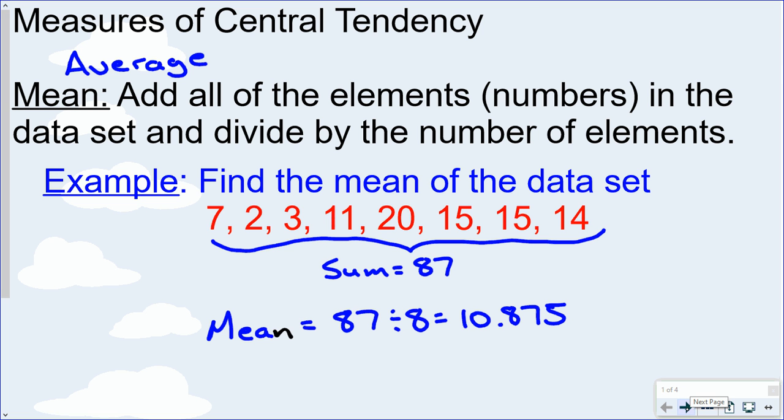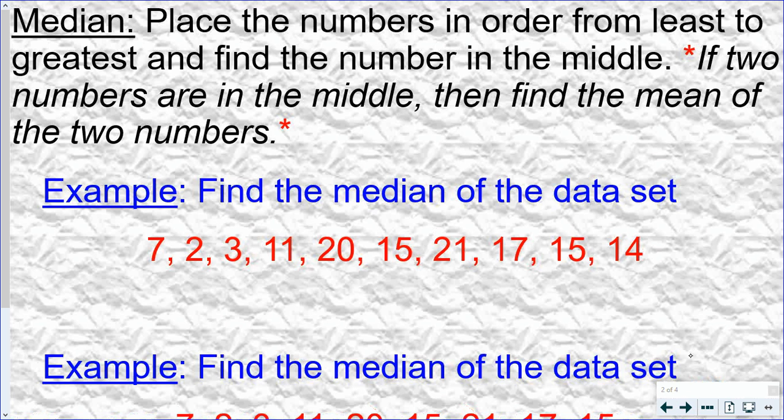All right, so let's go to the next one. The next one is median. So when I think about median, what I think about is the middle of a highway. So that grassy strip down the middle of the interstate is called the median, and the median is in the middle of the road. So what we're looking for is the number that's in the middle.